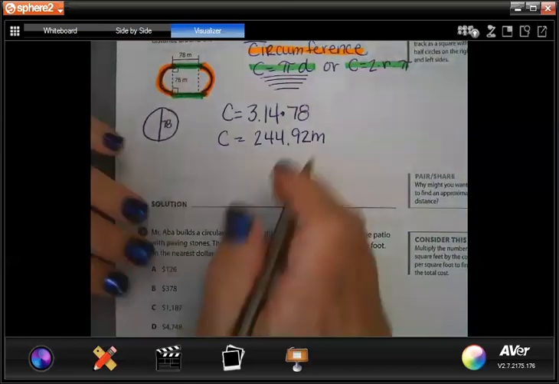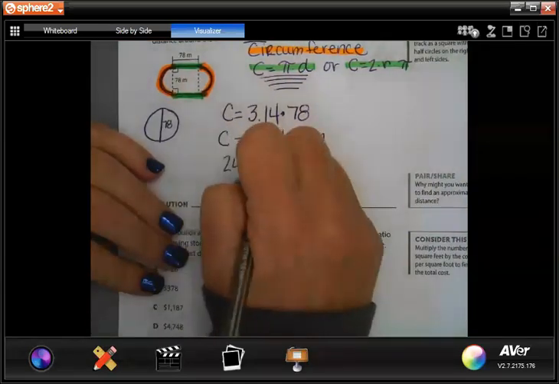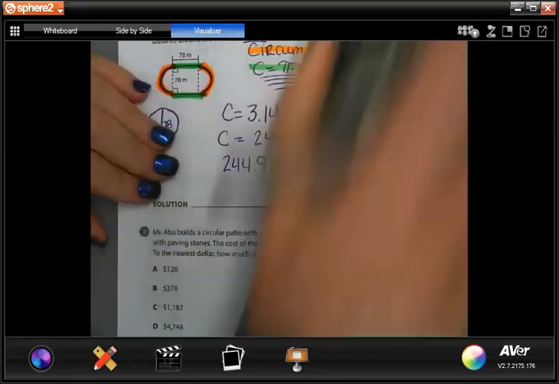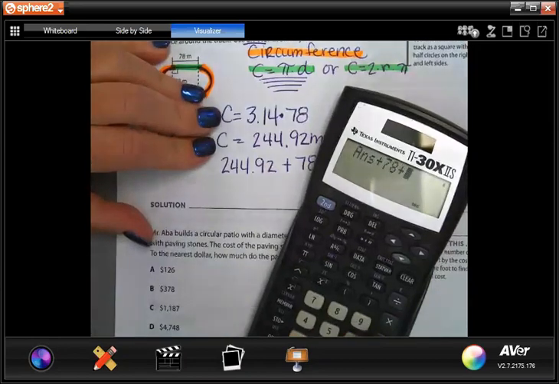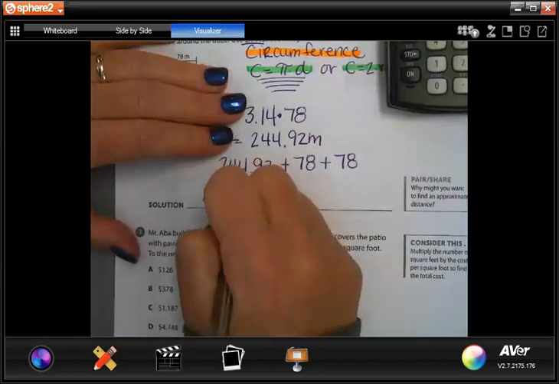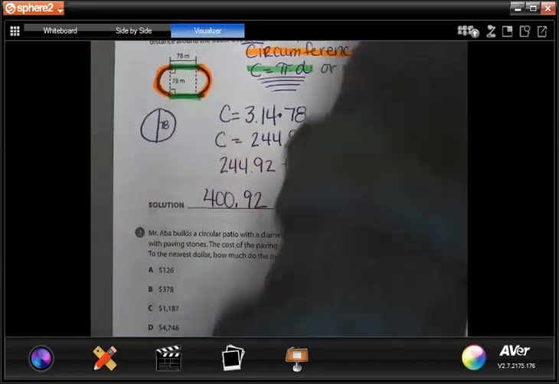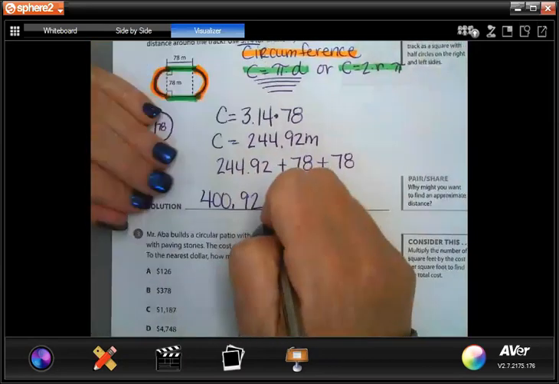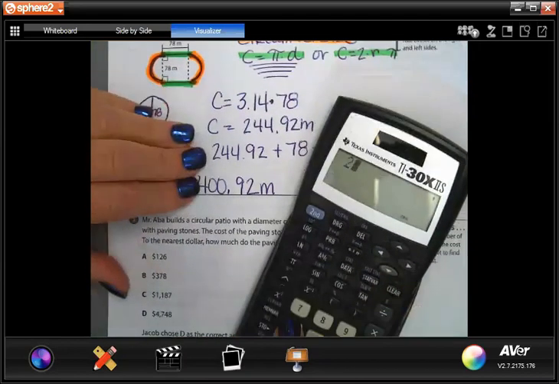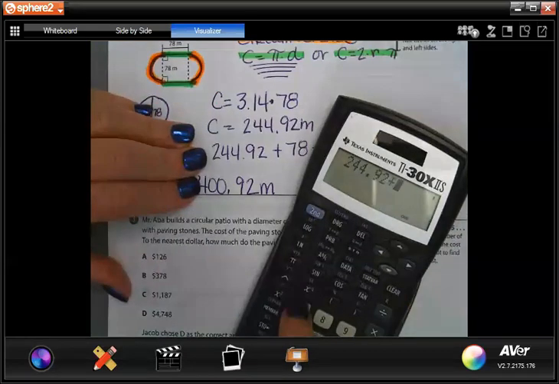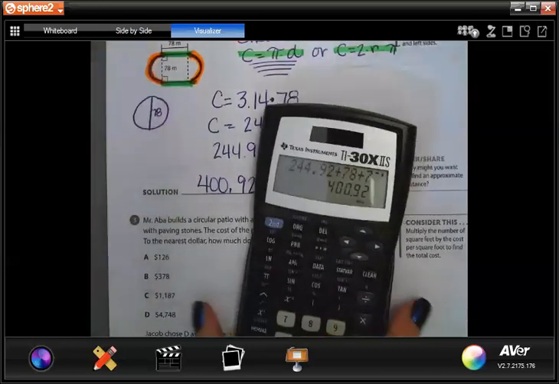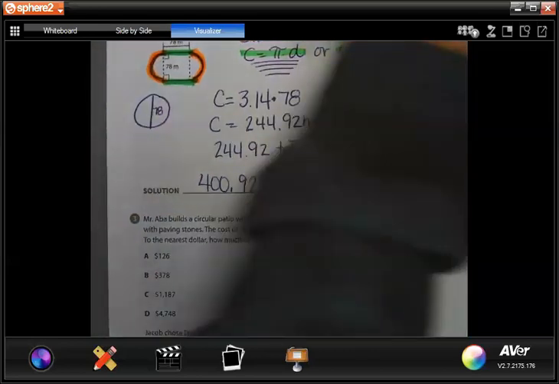So I'm going to add 244.92 plus one of the straight sides plus the other straight side. So if I go 78 plus 78 more, it comes out to be 400.92. So the distance around the track is 400.92. And I'll double check that. 244.92 plus one side, which is 78, plus another side, which is 78, is 400.92 meters.